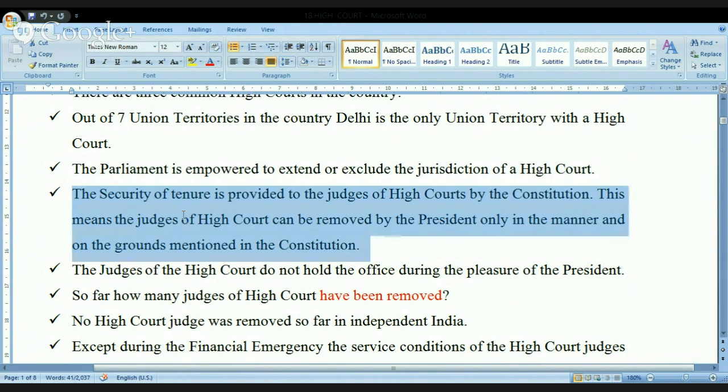Next one, the security of tenure is provided to the judges of High Courts by the Constitution. This means the judges of the High Courts can be removed by the President only in the manner and on the grounds mentioned in the Constitution.